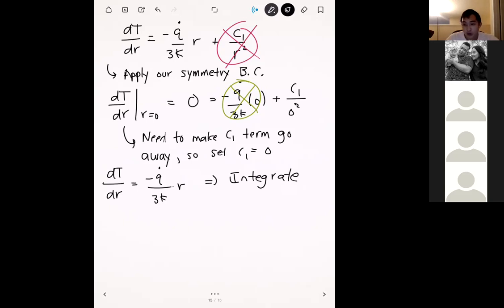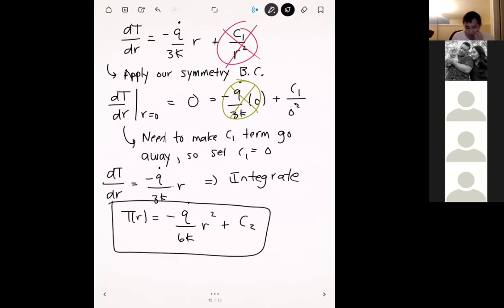Now that we've eliminated C1, we can go ahead and integrate one more time, right? And then when we integrate one more time, what we get is T of r is equal to minus q dot over 6k times r squared plus C2. Okay. And so from here, we can go ahead and apply our convection boundary condition. Okay. Right. Any questions on that before we start with that? Okay. All right.